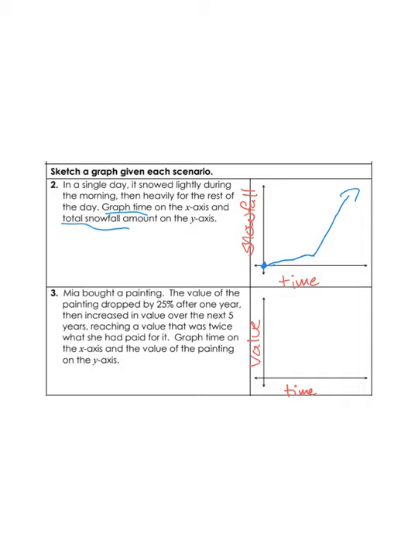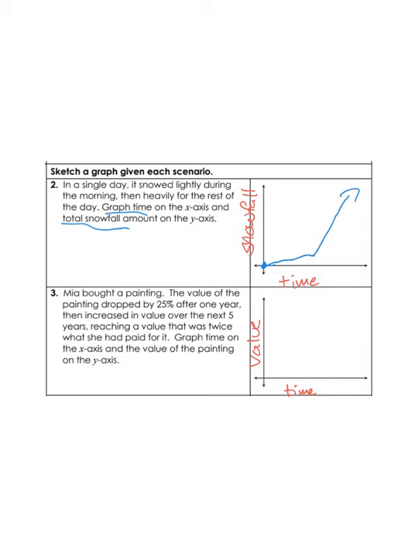So let's take a look at 3. Mia bought a painting. The value of the painting dropped by 25% after 1 year, then increased in value over the next 5 years, which resulted in reaching a value that was twice what she had paid for it. Graph time on the x-axis and the value of the painting on the y-axis.